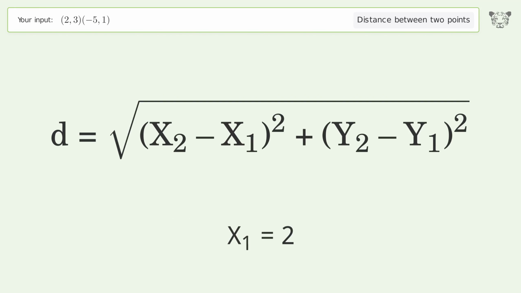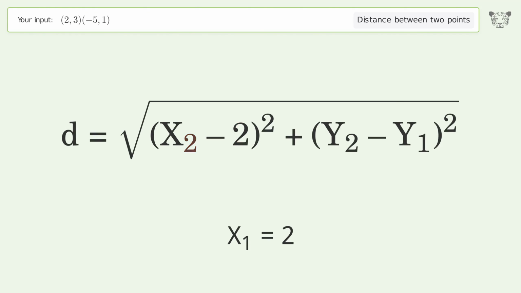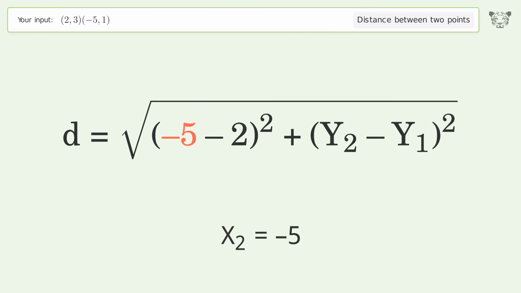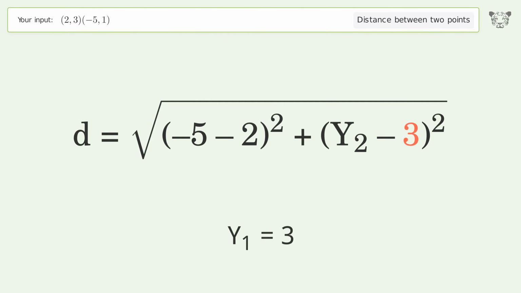x1 equals 2. x2 equals -5. y1 equals 3. y2 equals 1.